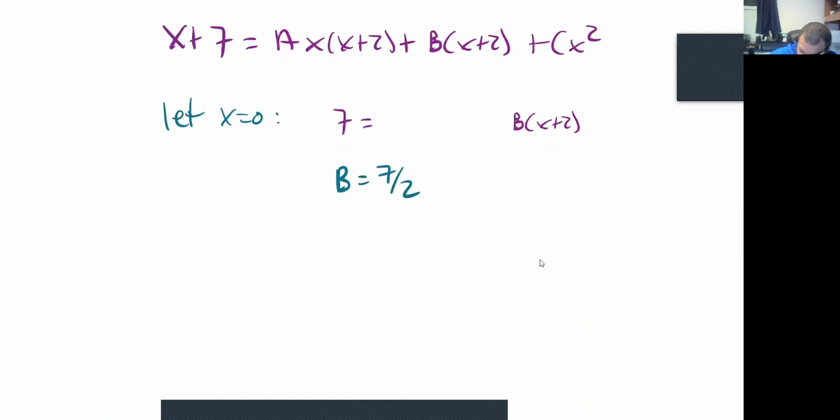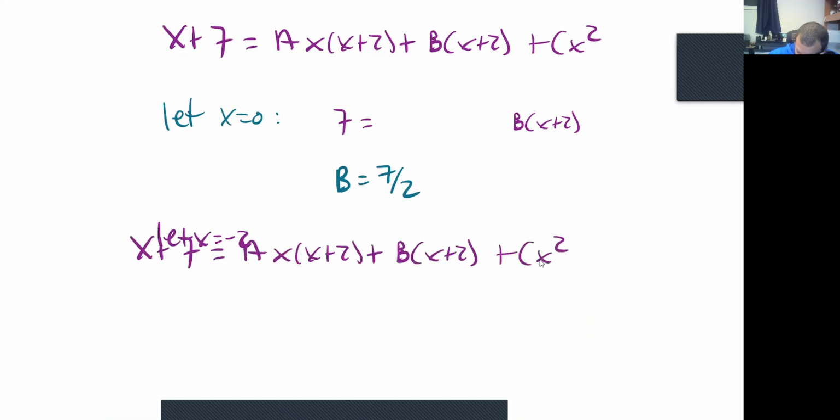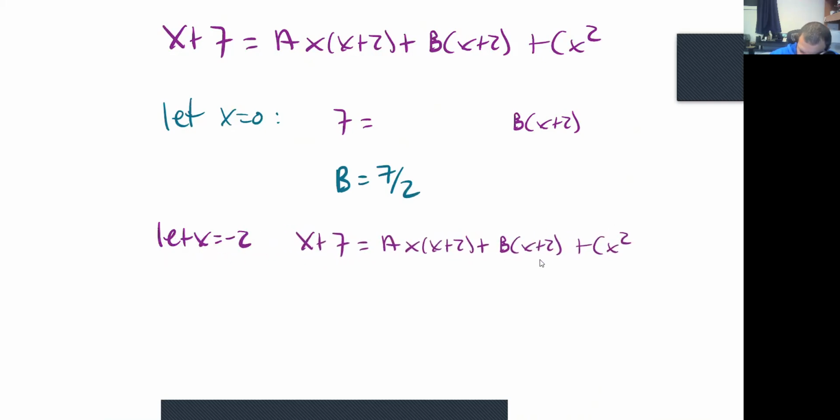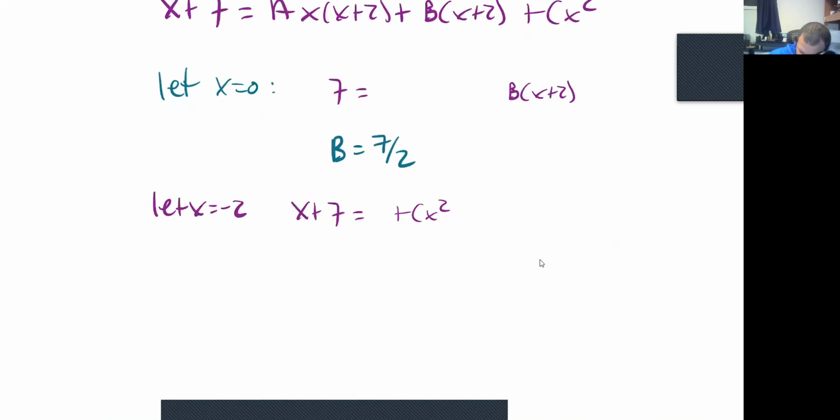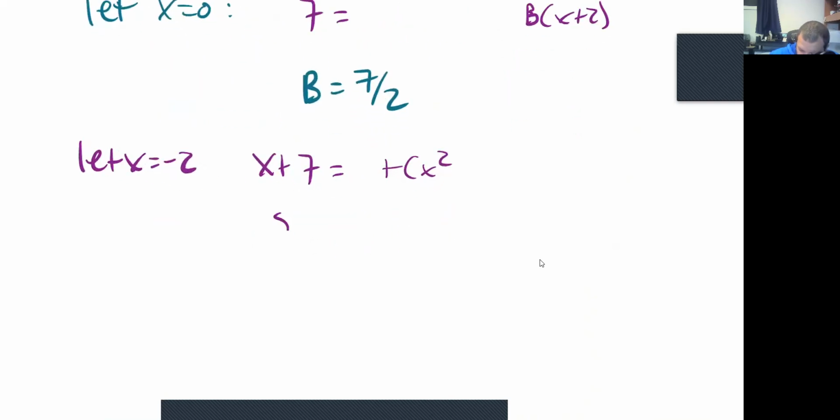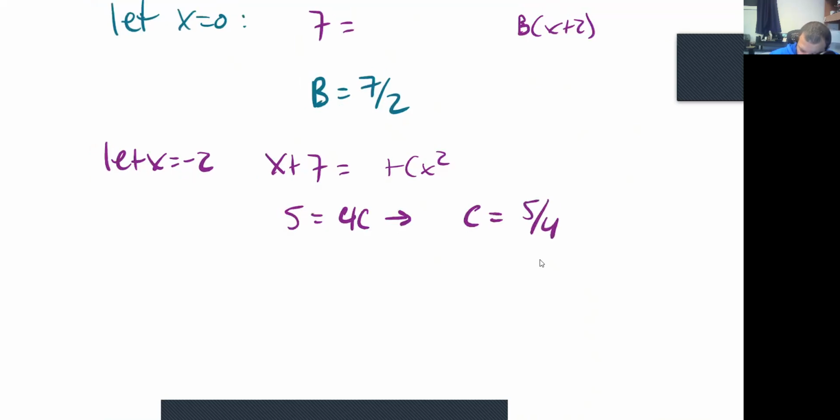If we let x equal -2, again, we're going to get rid of some terms, right? So when we let x equal -2, this is gone, and we're just left with this c x squared. All right, so -2 plus 7 is 5. -2 squared is 4, so we get 4c. So we're going to get c equals 5/4.